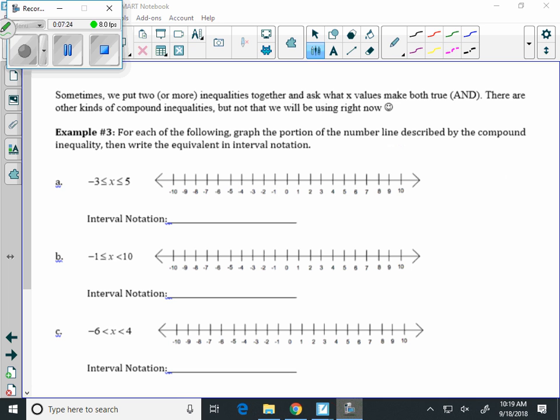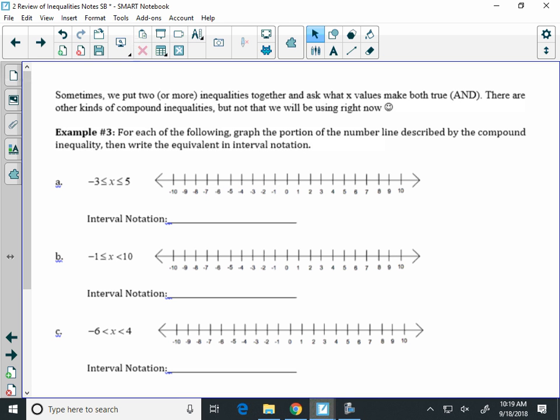All right, next one's here. These are compound inequalities. So instead of just one number, we now have 2 numbers to deal with on our number line. So when we graph compound inequalities, here's my strategy. You're going to put a dot at both endpoints. So here I'm going to put a dot at negative 3. I'm going to put a closed dot because I have a less than or equal to. And I'm going to put a closed dot at 5 because I also have a less than or equal to.